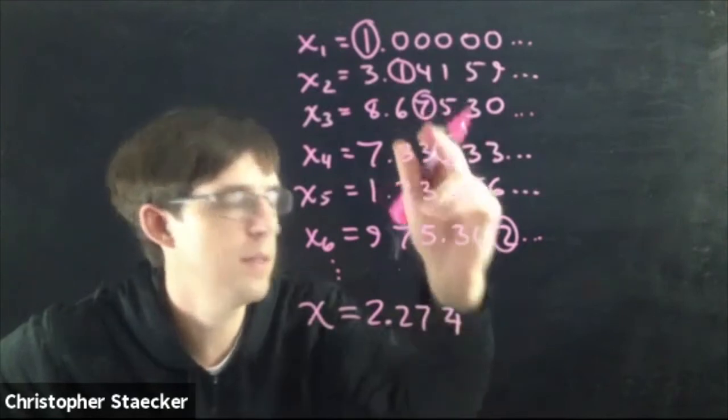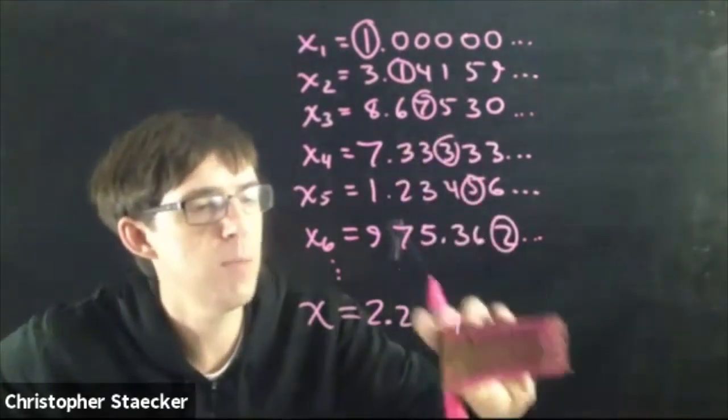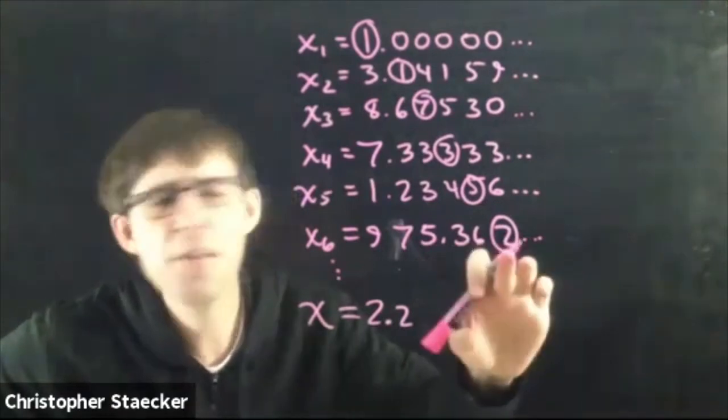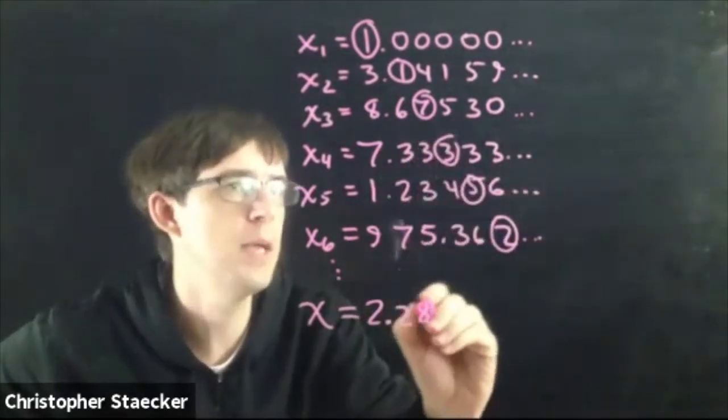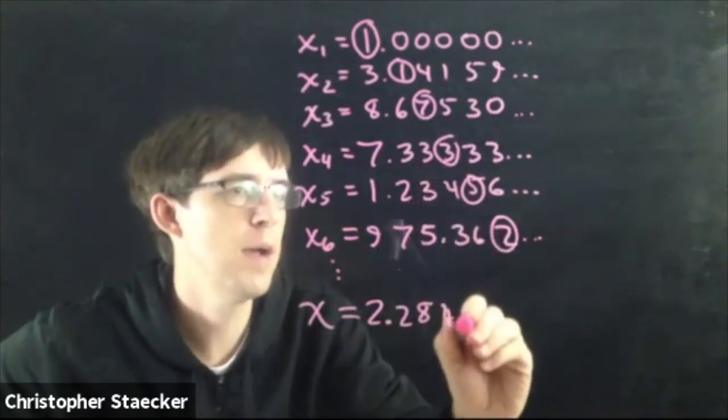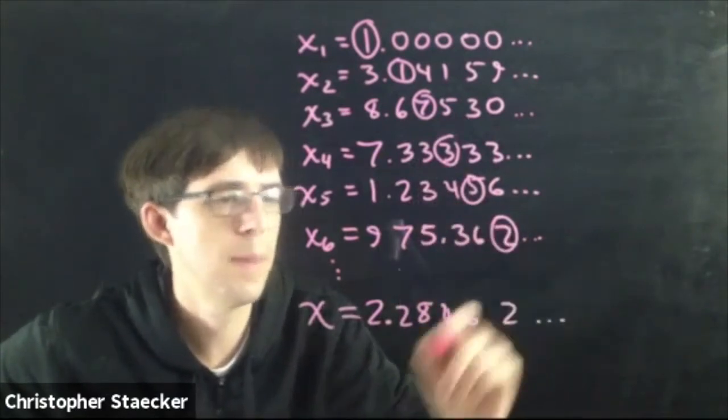2.274. What I didn't do is what I said: increase the number by 1. And if it's a 9, then just roll over and put a 0. So this 7 becomes an 8. This 3 becomes a 4. 5 becomes a 6. 2 becomes a 3, etc.